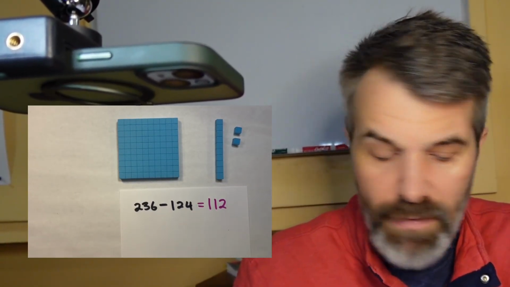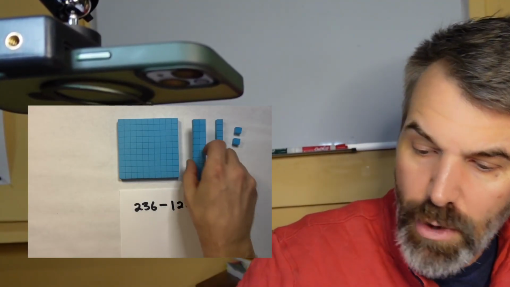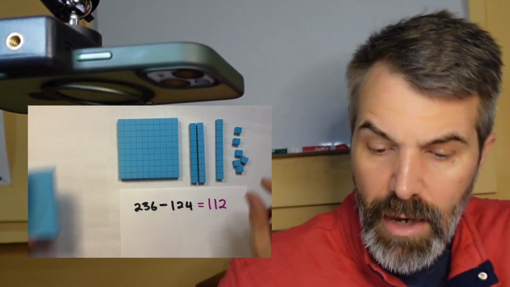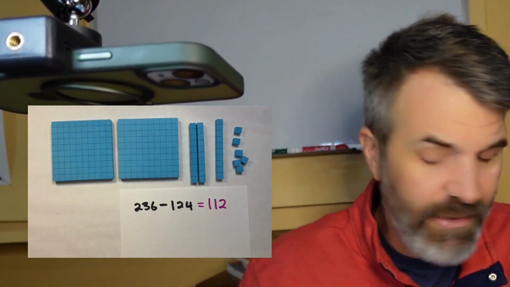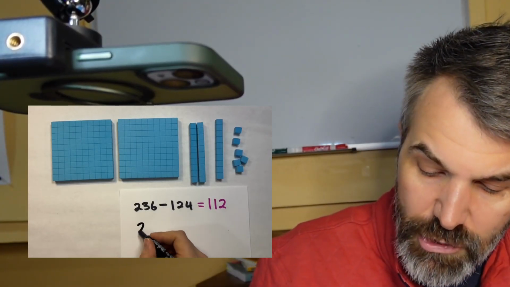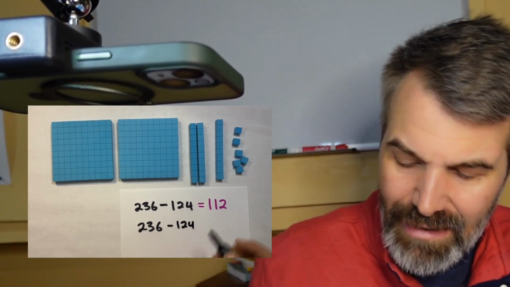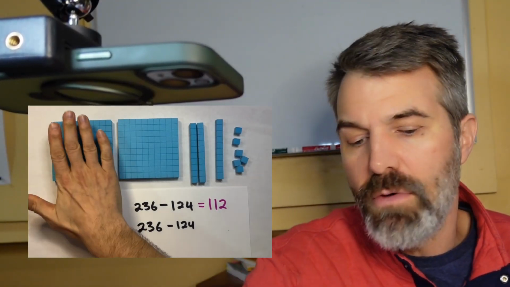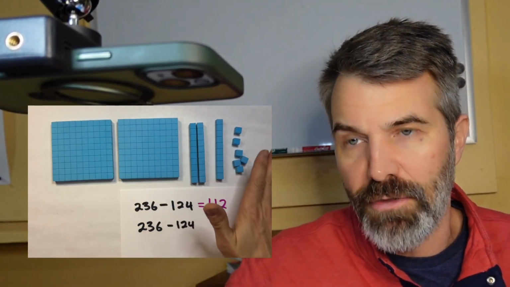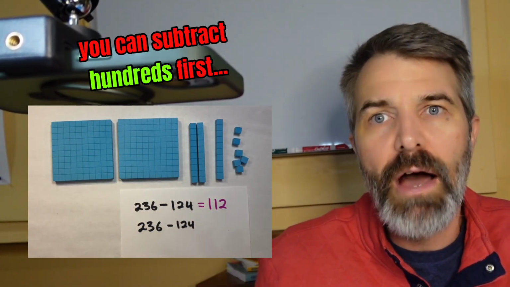Another way I could think about that is I'm going to come back to my 236. I come back to my 236 and I can do the same exact thing. I'm just going to rewrite it here, 236, take away 124. Last time, I'm not sure if you recognized, I removed the hundreds first, then the tens, then the ones. Just want to show us we can do it the other way too.